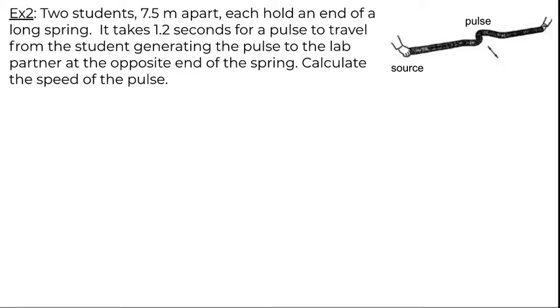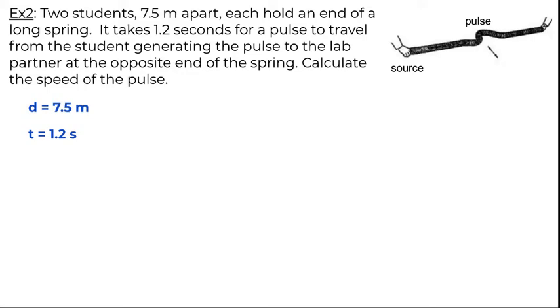Two students are on either side of a long spring, and we're going to start with a pulse like we just showed in the video. A pulse is made, so just like a single little bump, and it takes 1.2 seconds for that pulse to move along the wave. Now, there doesn't seem to be any mention of frequencies or wavelengths, and that's because another way to think about the speed of a wave is the way we've been thinking about it the entire year, and that is to think about distances and times, which is what we've been given here.